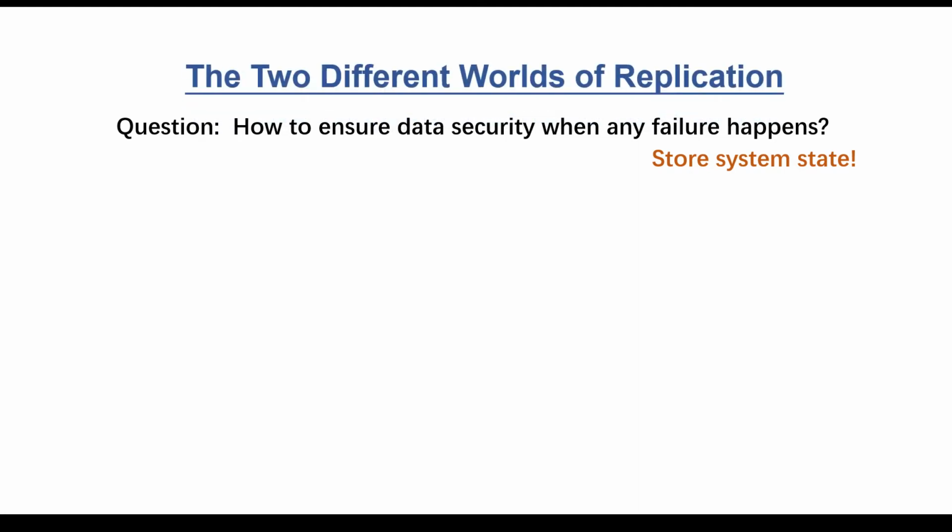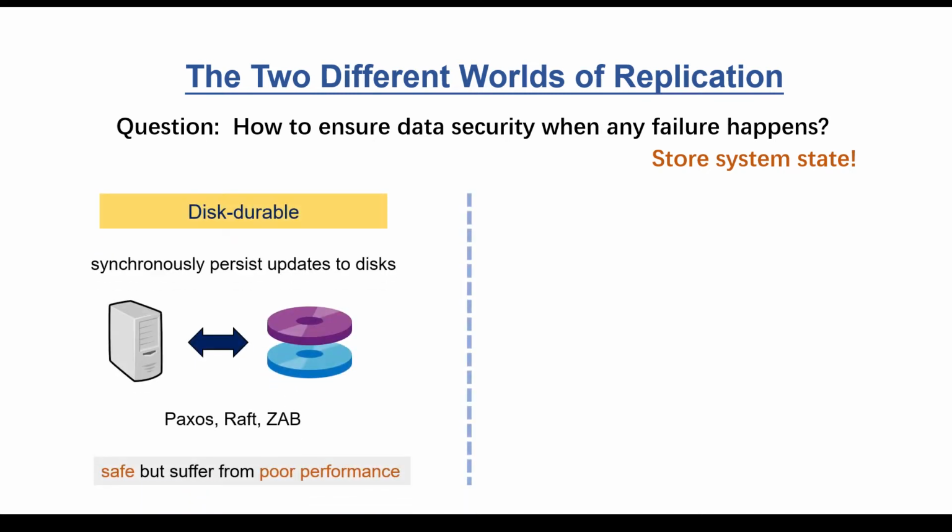Nowadays we already have two different ways of replication. The first one we call disk durable mode. That means every node in this system synchronously persists updates to its own disk. In this way, when any failure happens, it can recover the data from its own disk immediately. That makes it very safe, but as we know, we need time to flush the data into the disks. That makes the performance of this form quite bad.